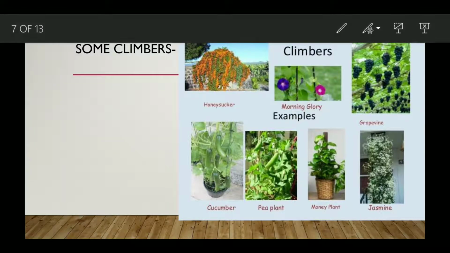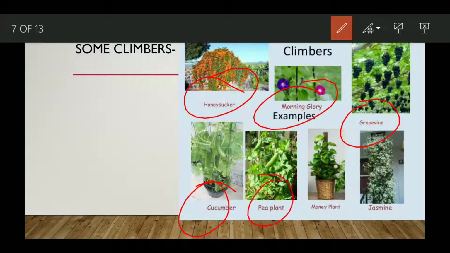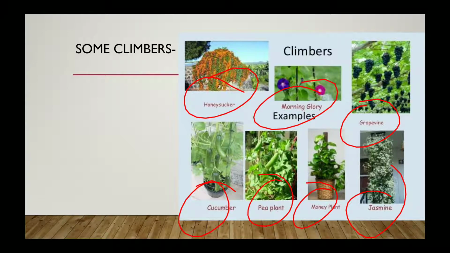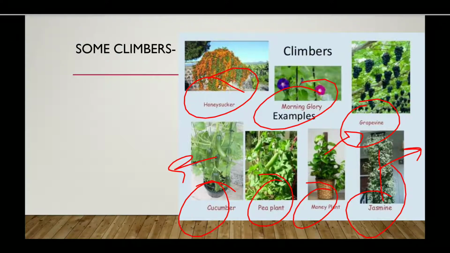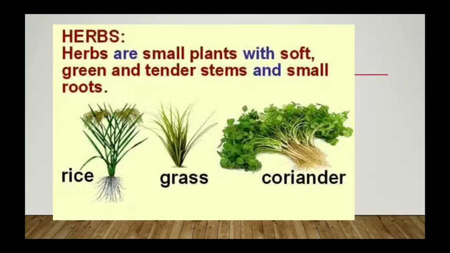Here, examples of some kinds of climbers are given: honeysuckle, morning glory, grapevine, cucumber, pea plant, money plant, and jasmine. You can see in the diagrams that they are all growing with the help of a support. They climb over those supports, and that's why they are called climbers.